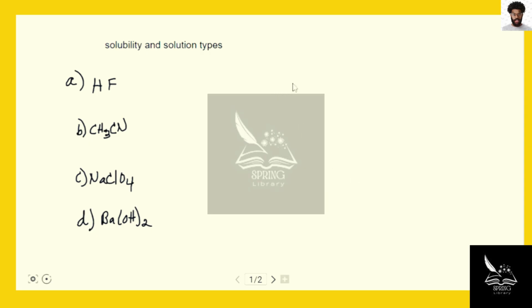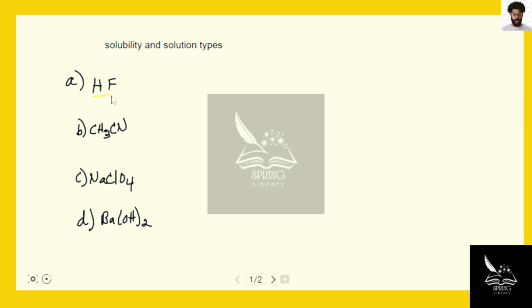This question deals with solution chemistry and the concept of solubility. And so we're asked to look at some different examples here and determine the degree of solubility and label each of these compounds as a type of solution.